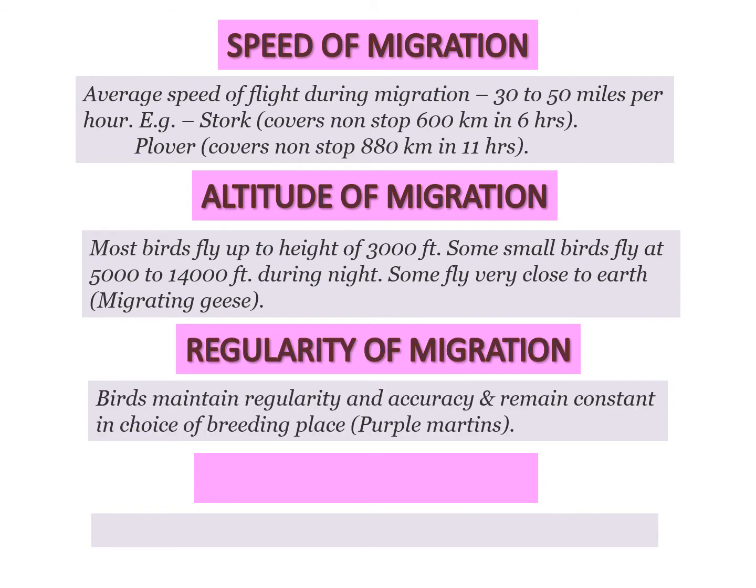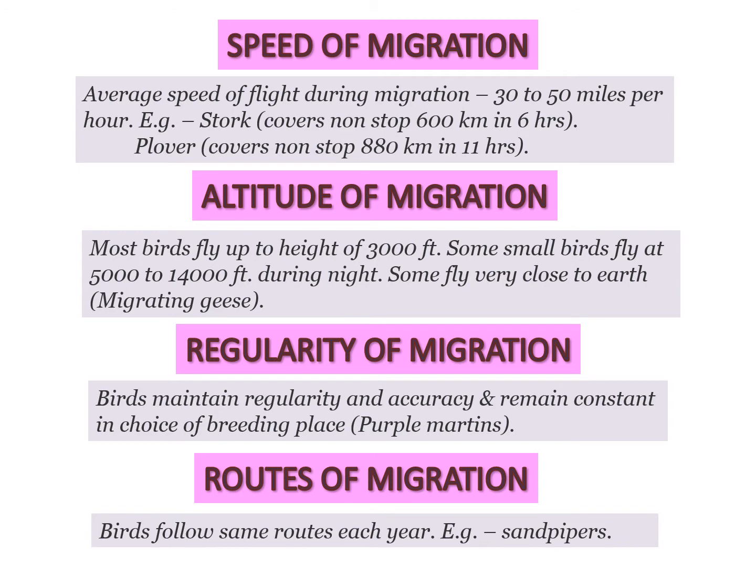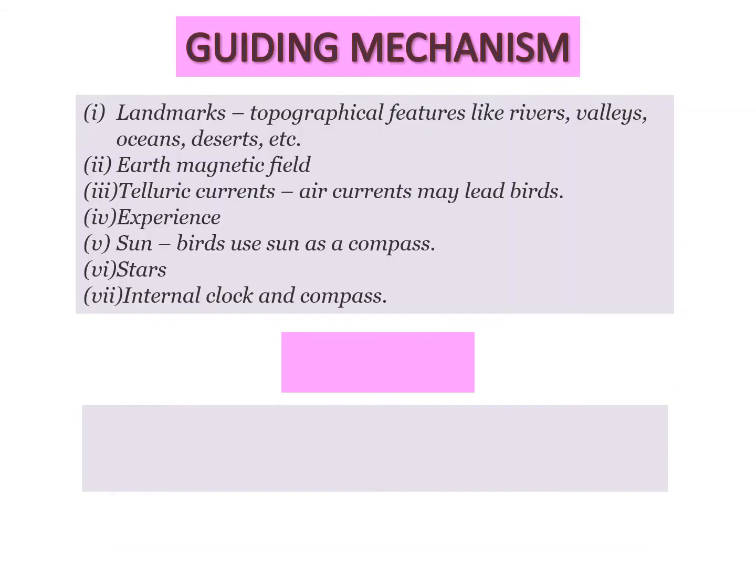Regularity of migration. The birds maintain regularity and accuracy and remain constant in choice of the breeding place. Every year they come. The route of migration is also fixed. They follow the same route every year. Guiding mechanism. For migration, various guiding mechanisms are there. That is the landmarks like the rivers, valleys, oceans, the deserts. And the earth's magnetic field is another guiding mechanism. Telluric currents, that is the air current, may lead the birds.